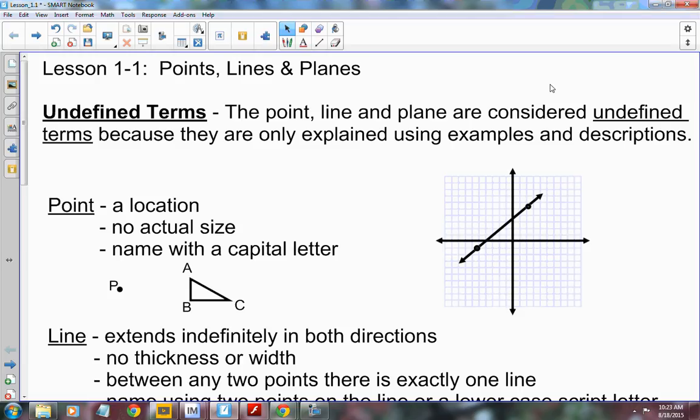But your point, your line, and your plane are actually undefined terms. Because there's not just a true definition. They can only be explained by using examples and descriptions, okay? So that's what we're going to do.